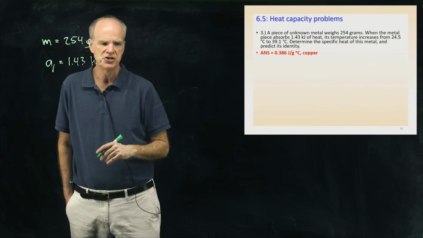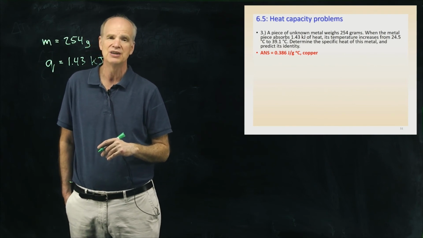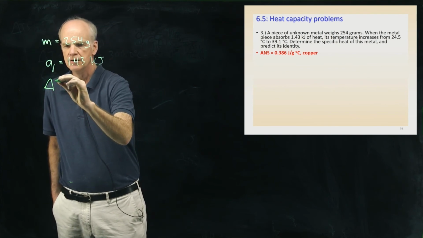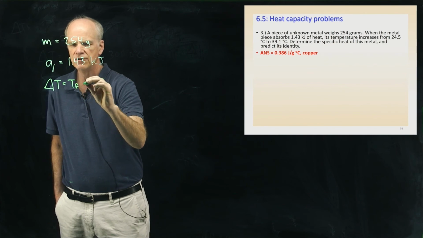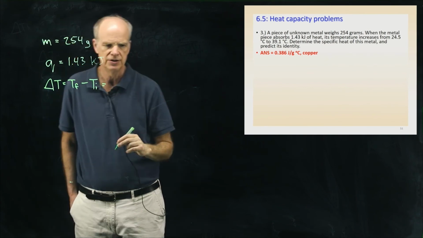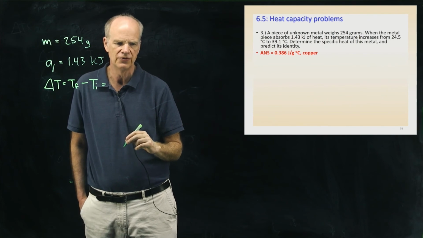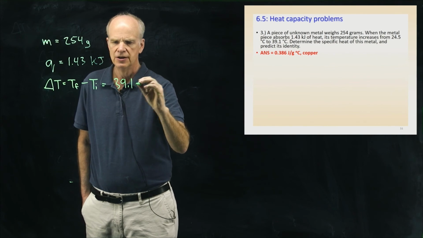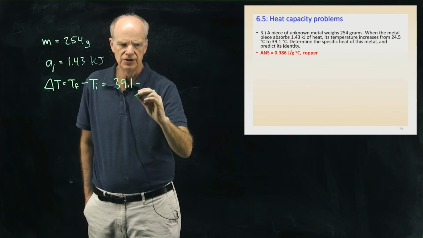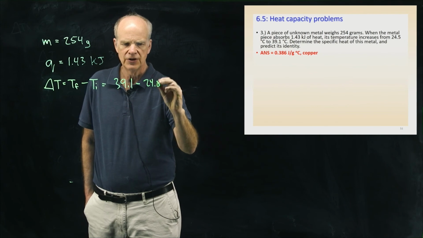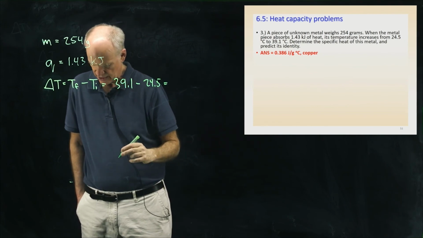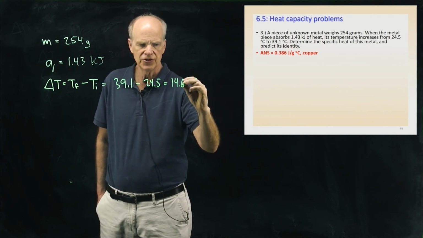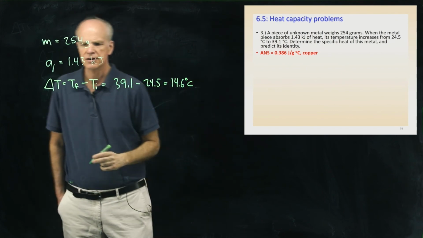What other information do we have? It looks like we have a temperature change. We're going from 24.5 degrees to 39.1 degrees Celsius. So delta T is going to be T final minus T initial. The final temperature is 39.1 minus the initial temperature, which is 24.5. If we do that, this temperature change is going to be 14.6 degrees Celsius.